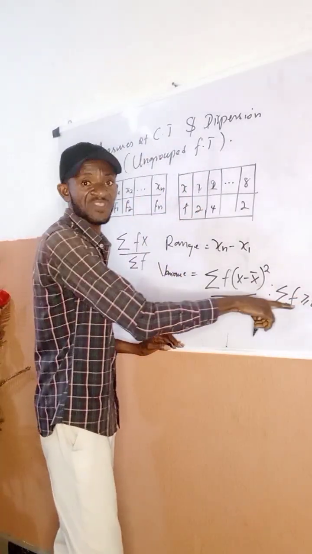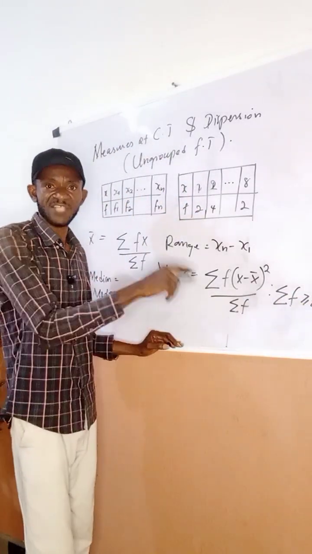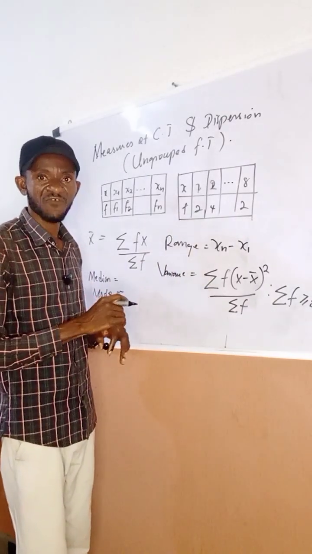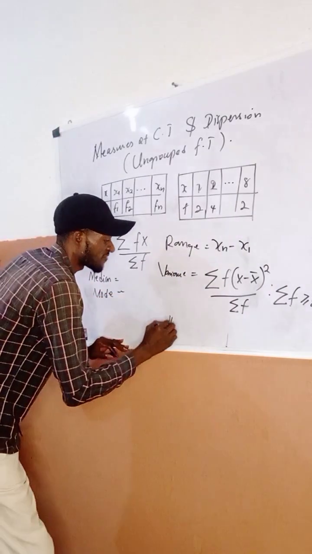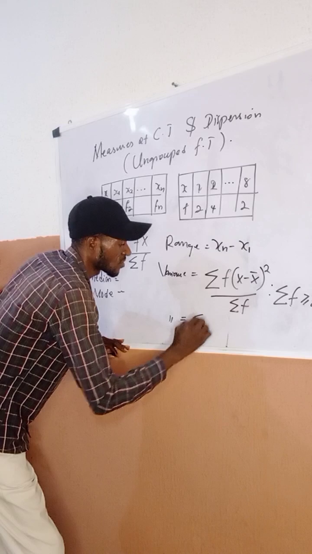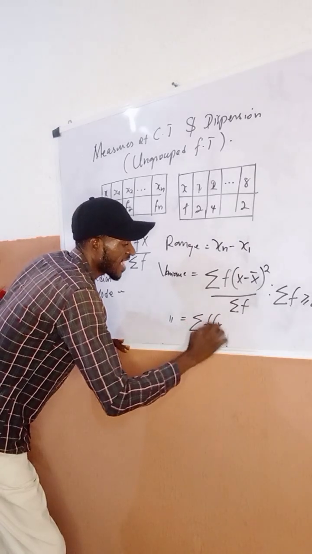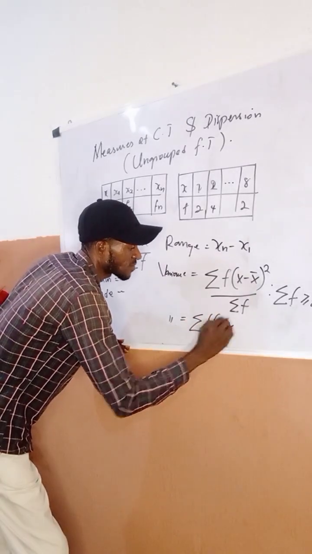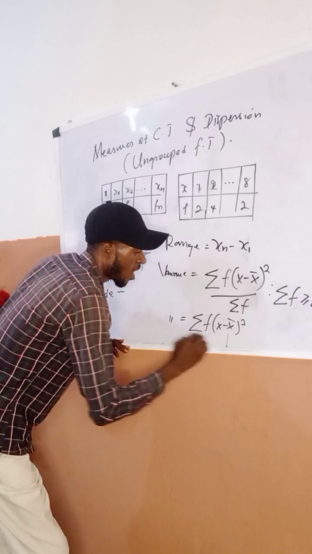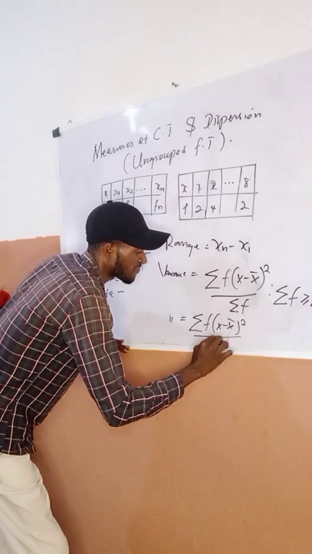When summation of f is greater than or equal to what? 30. That's when we use this particular formula. Variance equals summation of f times (x minus x bar) all squared, all over summation of f minus 1.